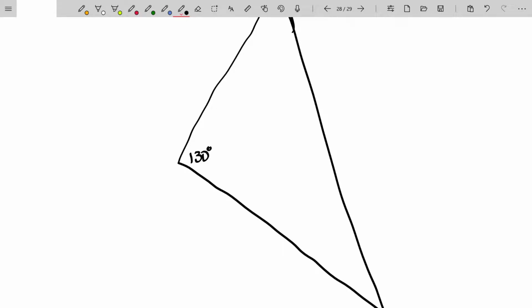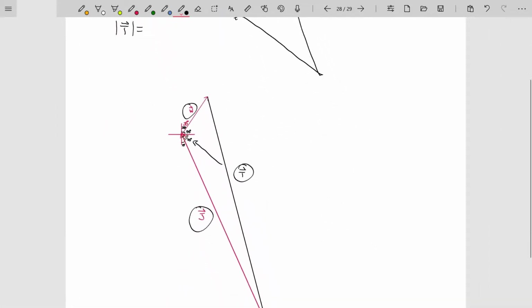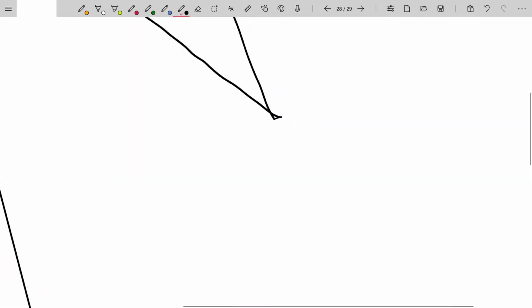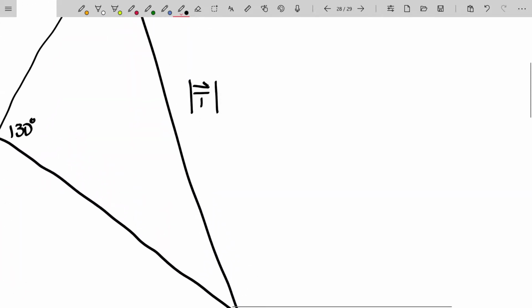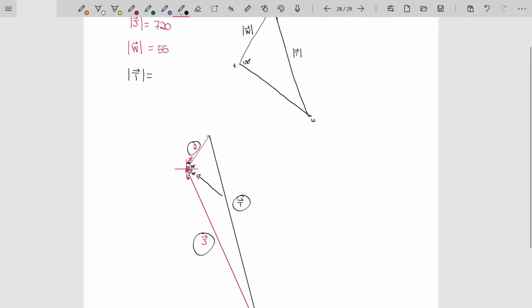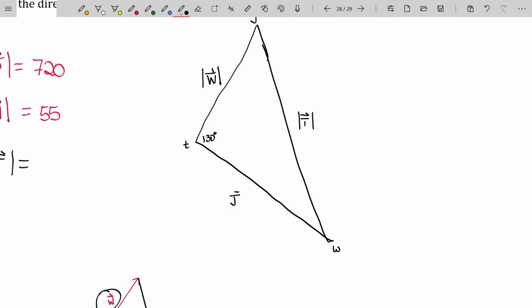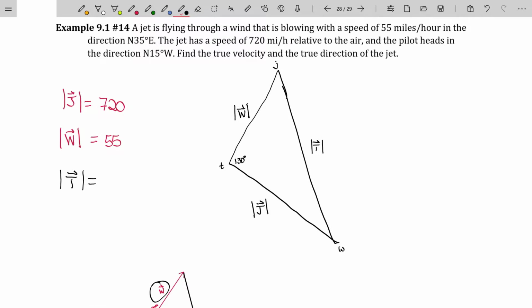Let's call this angle little t because I called this side big T. And let's call this angle way down here little w, because I called the opposite side big W. And let's call this angle up here little j, because its opposite side was big J. And now I make my table of values. Let's list the angles. So J, T, and W. We don't know J. We do know T is 130 degrees. We don't know W.